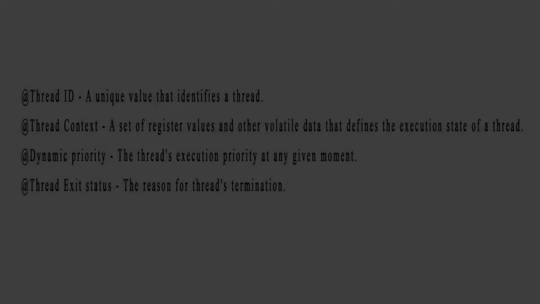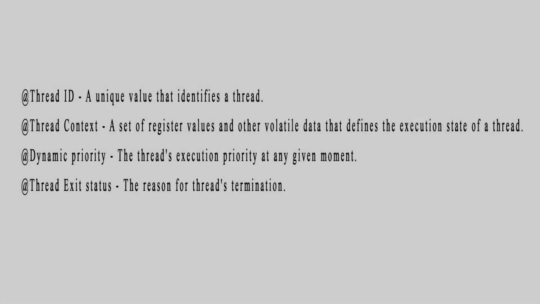And another thing, there are a few attributes that characterize a Windows thread object. The first one is the thread ID. What is the thread ID? A unique value that identifies a thread. And thread context focuses on the set of register values and other volatile data that defines the execution state of a thread.